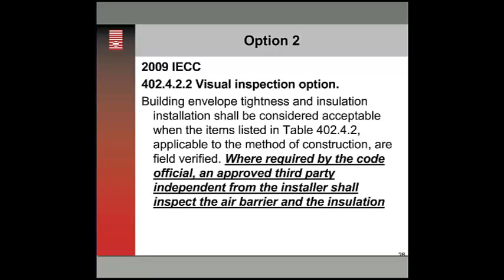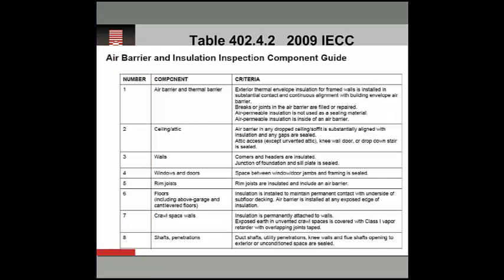Option 2 under the 2009. You can do a visual inspection option, and there's actually a table under this provision, a checklist or a table talking about things that need to be sealed and what has to be done. Here's that kicker language: where required by a code official, an approved third party independent from the installer shall inspect the air barrier and the insulation. Here is the air barrier and insulation inspection component guide.